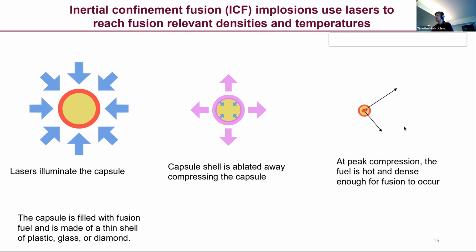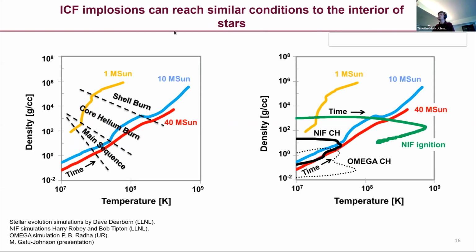At peak compression, we're able to get this hot enough and dense enough that fusion reactions will occur. With the fusion reactions, you'll start to see different fusion products such as neutrons, protons, or deuterons, for example. You can look at those and diagnose what's going on inside of your implosion. So ICF implosions can reach similar conditions to the interior of stars.